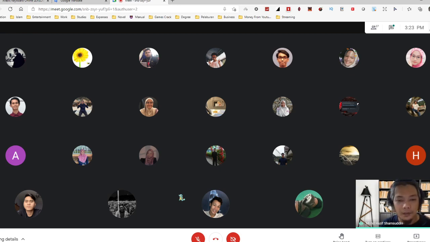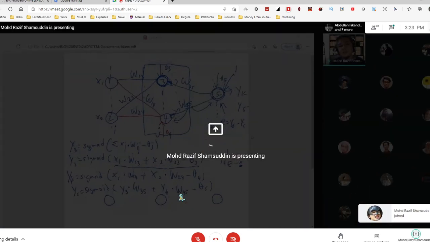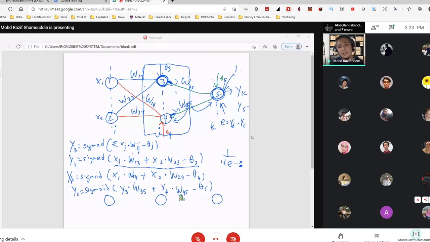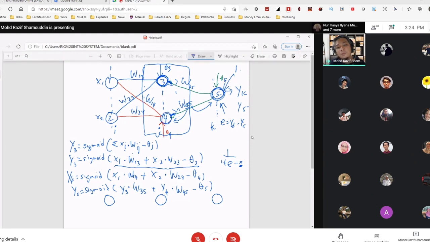Okay, so where are we? Let me continue. I was explaining that you cannot calculate the error at the hidden level. At the hidden layer we don't have labels, so we don't know what the correct output is in order to produce the desired output here.